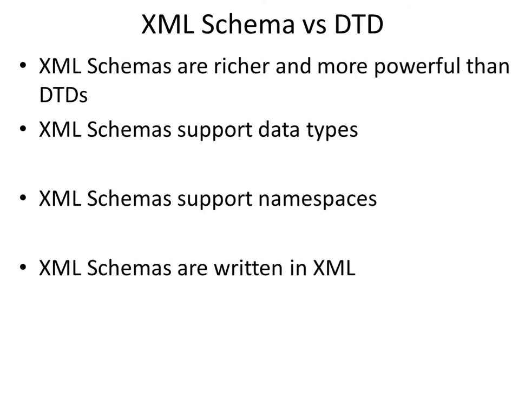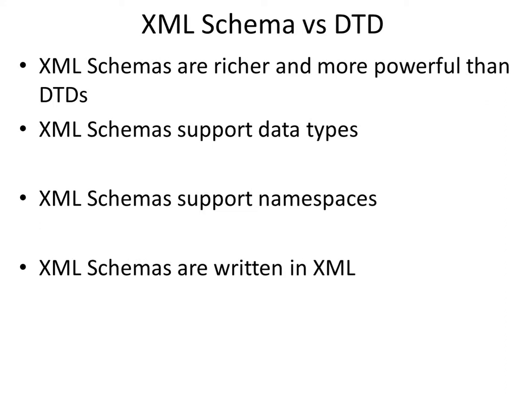Now let us see what is the difference between XML schema and DTD. As I said, both DTD and XML schema are used for providing the structure for the XML document. But XML schema is richer and more powerful than the DTD. Now what features make it more powerful than DTD? The first feature is you can reuse your schema in another schema. Second, you can create your own data types derived from the standard types. And the third, you can reference multiple schemas in the same document.